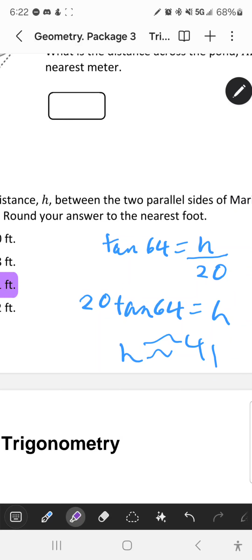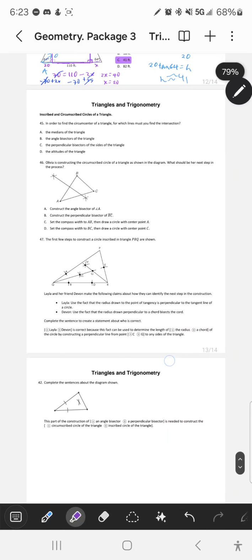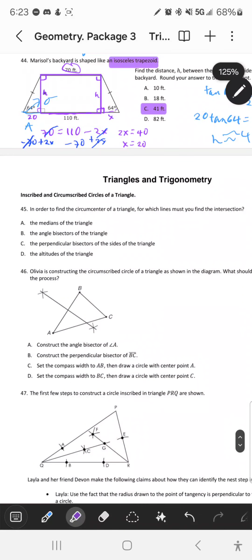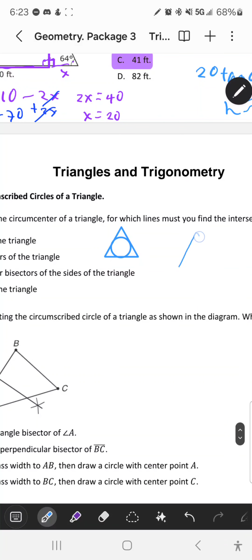What do you want to do, nearest foot? Nearest whole number. Now let's continue because we need to finish this. So let's read: inscribed and circumscribed circles of a triangle. So first row, inscribed just means that they're inside the triangle. And circumscribed means that they are outside the triangle. The triangle is right in the middle.